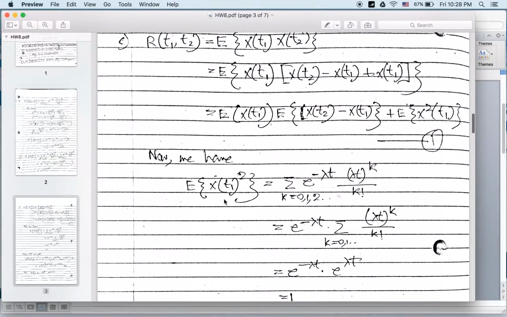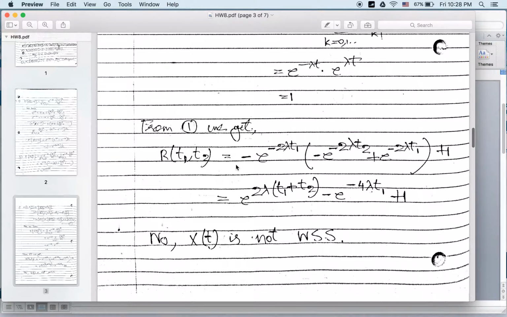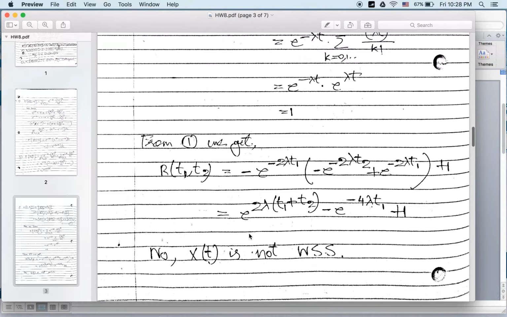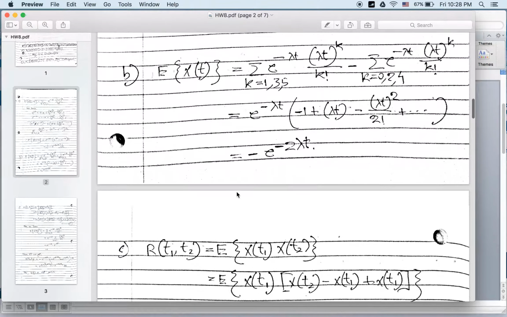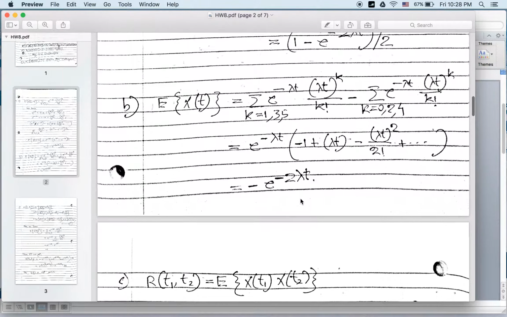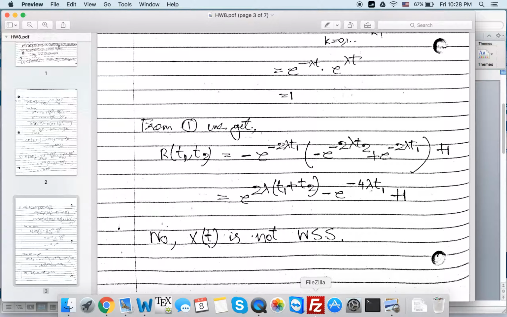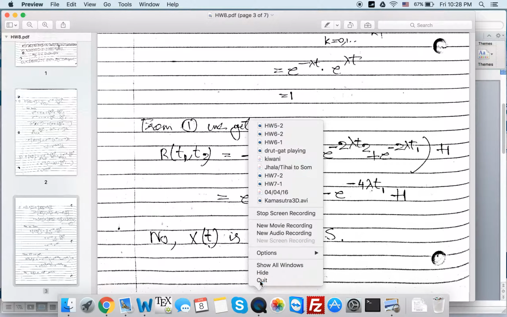Now from this equation, after some manipulation, we put in the values of the expectation of X(t2) and X(t1), and we get that R(t1, t2) is e to the power minus 2 lambda (t2 minus t1) minus e to the power minus 4 lambda t1 plus 1. As we see, the autocorrelation does not depend on t2 minus t1 only, and also the expectation of this process depends on t. This is not a constant, so X(t) cannot be said to be a wide sense stationary process. So that's it for question 2. Thank you.